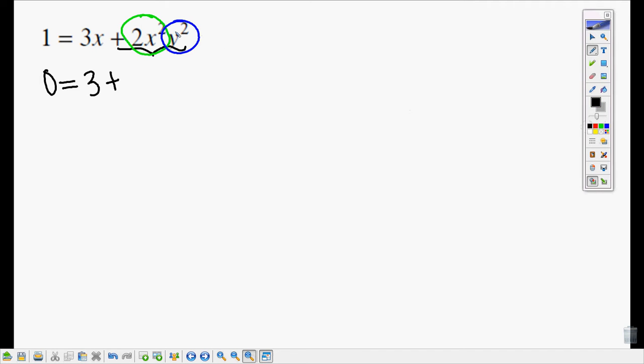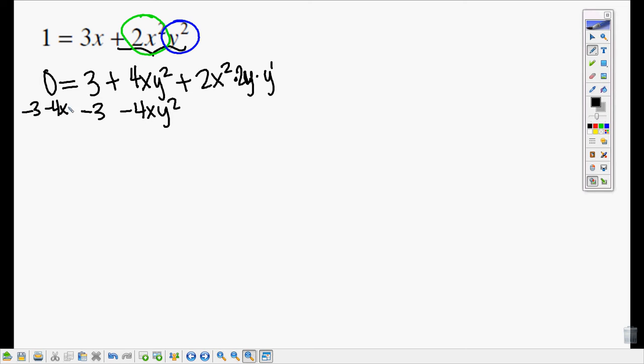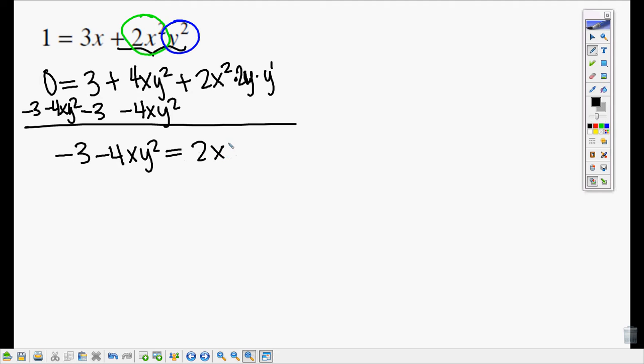Okay, so I'm going to take the derivative of the first, which is 4x, times the second, doesn't change, plus the first times the derivative of the second. So we're going to have 2y times y prime. So remember, the entire goal is to solve for y prime, so I'm going to move both of these terms to the other side of the equation. So I have minus 3 minus 4xy squared is equal to 2x squared times 2y y prime.